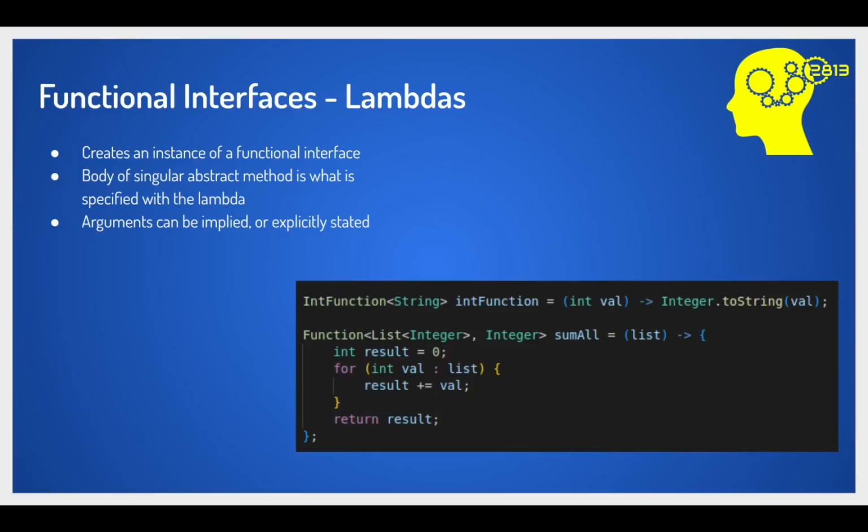and then return that. So the argument types can be implied. So you can put, for example, here we have int, and then we have val. Also, if you only have one line of code, then you can omit the curly braces and just have one line of code like this.